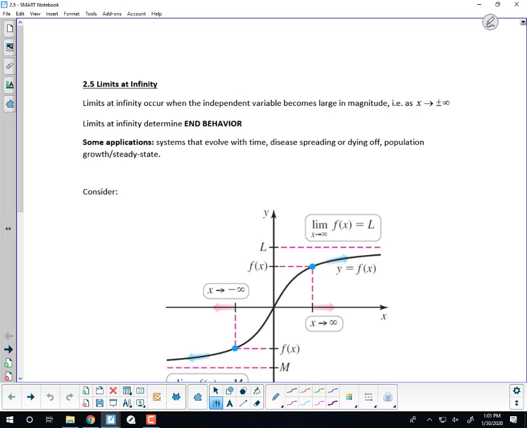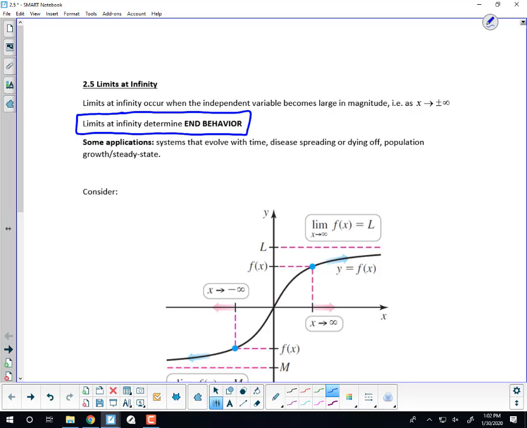So this time x is approaching infinity or negative infinity. These limits at infinity determine end behavior. That's true for any function we look at. It doesn't have to be a polynomial, rational, or square root function. It can be trig functions, any kind of function. When we compute a limit at infinity, what we're determining is the end behavior of that function. In other words, on the very far left and right of the graph, what is the function doing?